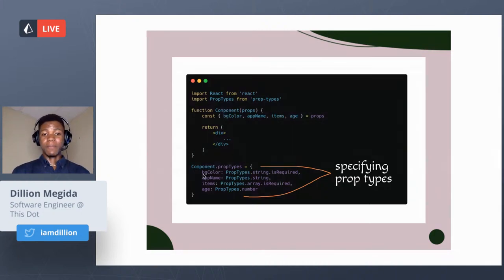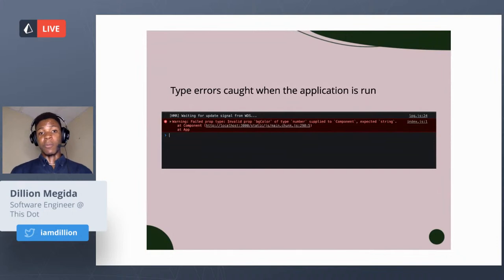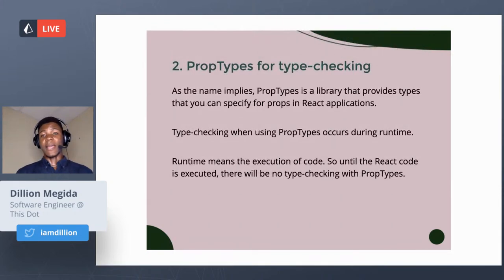Then you have the appName, PropTypes.string. This is optional. You have the items, PropTypes.array.isRequired, age, PropTypes.number, and so on and so forth. So if you had maybe an onClick property, you can also have it here and then use PropTypes.func. Now let's say you're using this component and maybe you pass a number to the bgColor instead of a string. In your terminal here, you get the warning: failed prop type, invalid prop bgColor of type number supplied to component, expected string. So this is basically how you'd use PropTypes for type checking your React application.